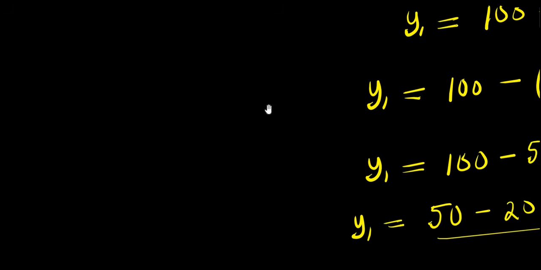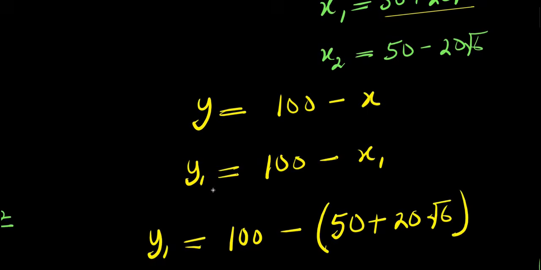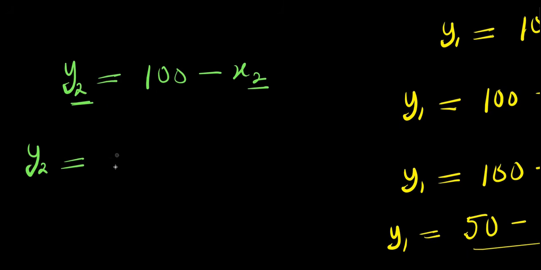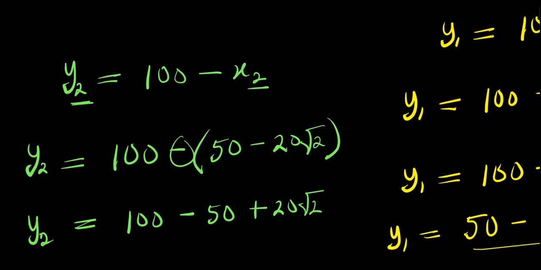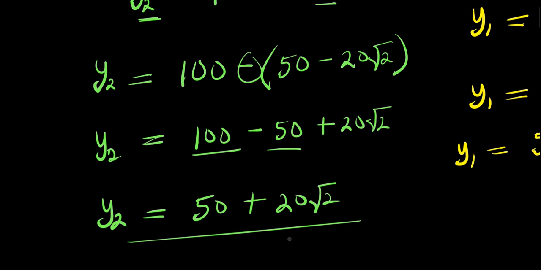Now to solve for y2, that means y2 will be 100 minus x2. We use x2 to solve for y2, and we use x1 to solve for y1. So what is our x2? x2 is 50 minus 20 root 6. You have y2 equals 100 minus 50 minus 20 root 6. So from here we have y2 equals 100 minus 50 plus 20 root 6. We use this to multiply out. So from here, you have y2 equals 100 minus 50, you have 50 plus 20 root 6. So this is our y2.